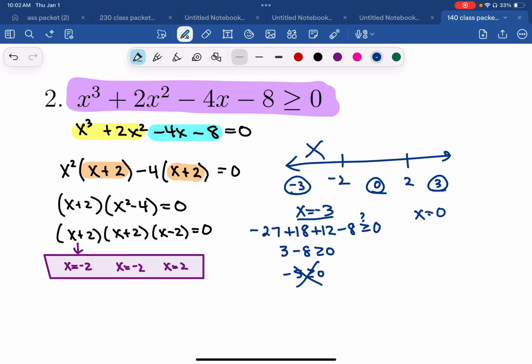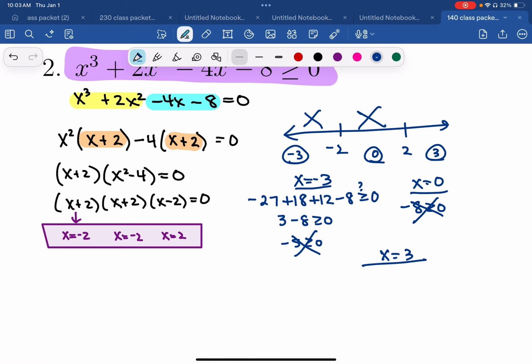Next, we're going to check x equals 0. When I plug it into any x term, it's going to make that term disappear. And so that means I'll be left with negative 8 greater than or equal to 0. Again, that's not true either. So that middle section is not an option either. And then we're going to plug in x equals 3. Hopefully this one works.